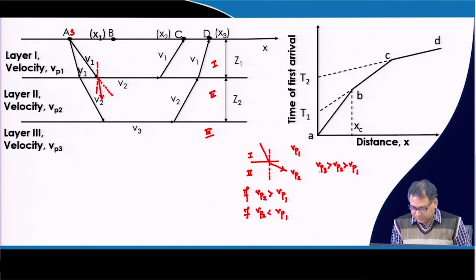In other words, the velocity of the third layer should be greater than the velocity of the second layer, and the velocity of the second layer should be greater than the velocity of the first layer. Then only I will get the good result.